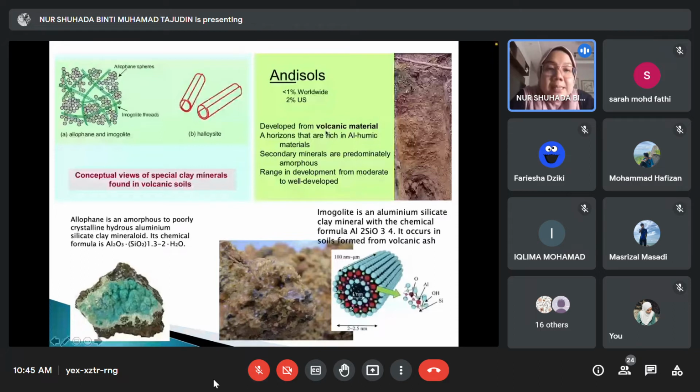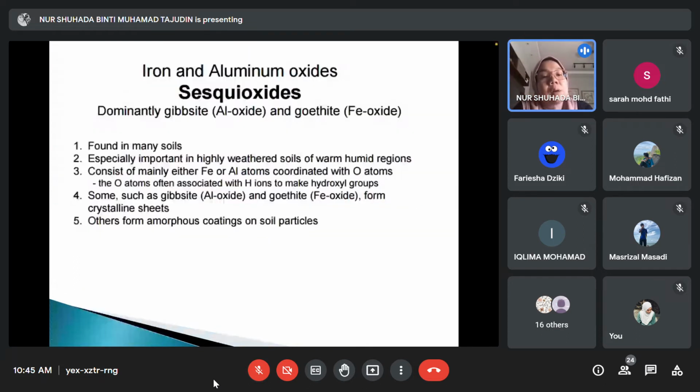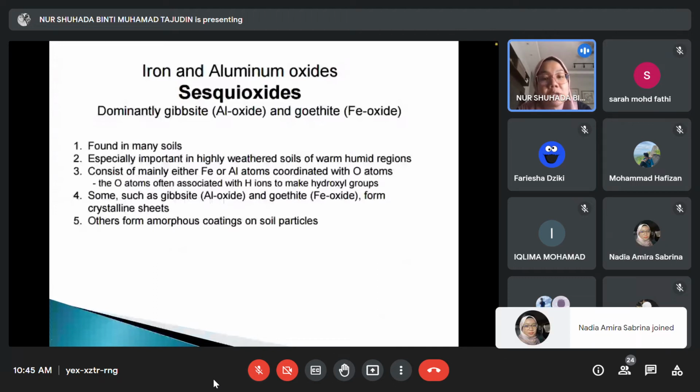Number 3, the third colloid is what we call iron and aluminium oxide. So this is quite different from clay. However, it is found in any soil. You can see from the name, iron and aluminium oxide, meaning that it has to have aluminium and iron. For example, this type of soil is in oxisols. Oxisols are like the soil in Kuantan, which is orange in color.